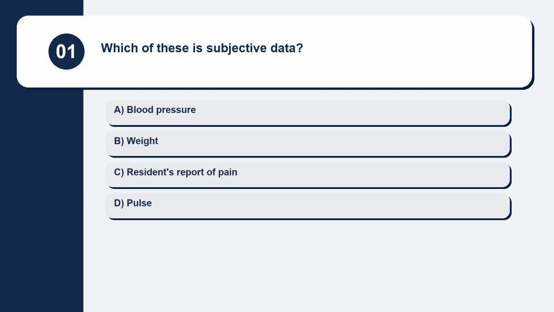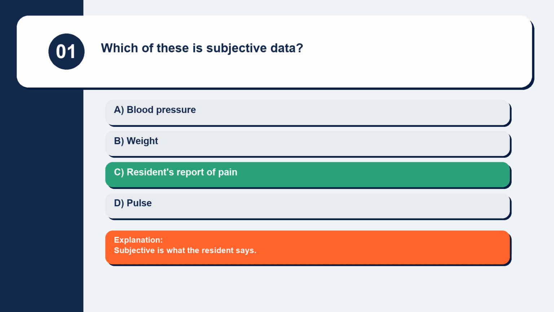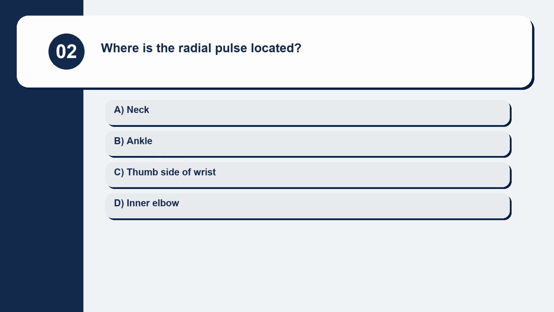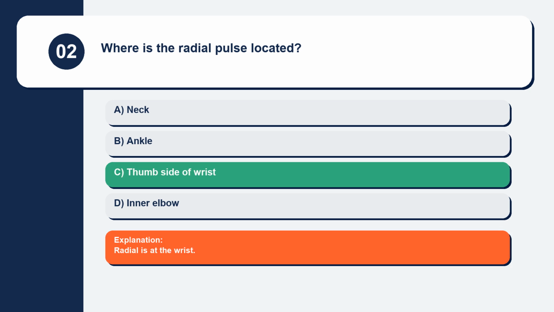Question 1. Which of these is subjective data? Blood pressure, weight, resident's report of pain, pulse. Subjective is what the resident says. Question 2. Where is the radial pulse located? Neck, ankle, thumb side of wrist, inner elbow. Radial is at the wrist.